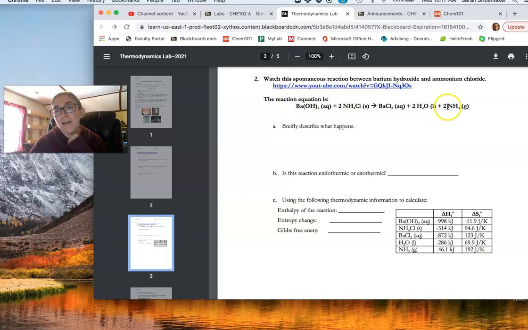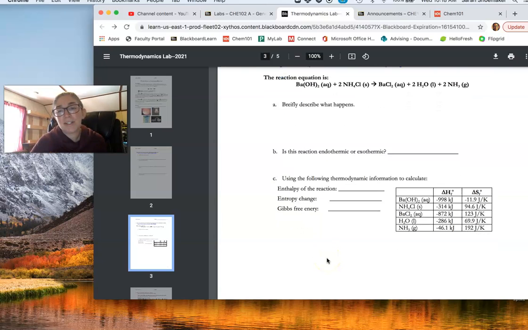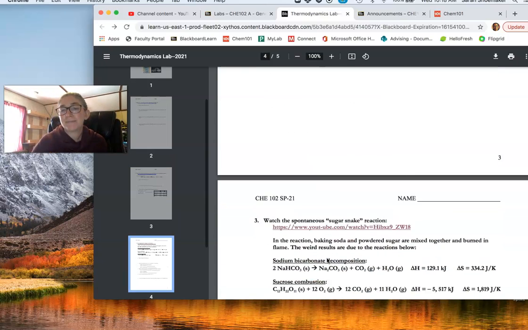I provide you the balanced equation for this reaction, but I want you to use this information and I want you to calculate what is the enthalpy of the reaction, calculate what is the entropy change of the reaction, and then use those two values to calculate the Gibbs free energy using what we've learned in class in chapter 12.